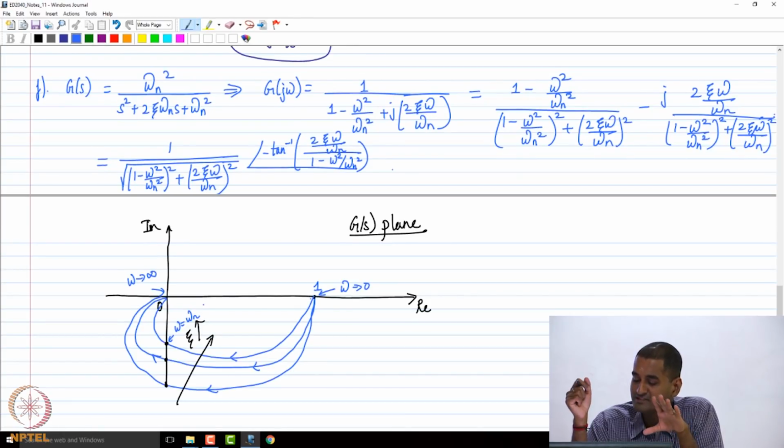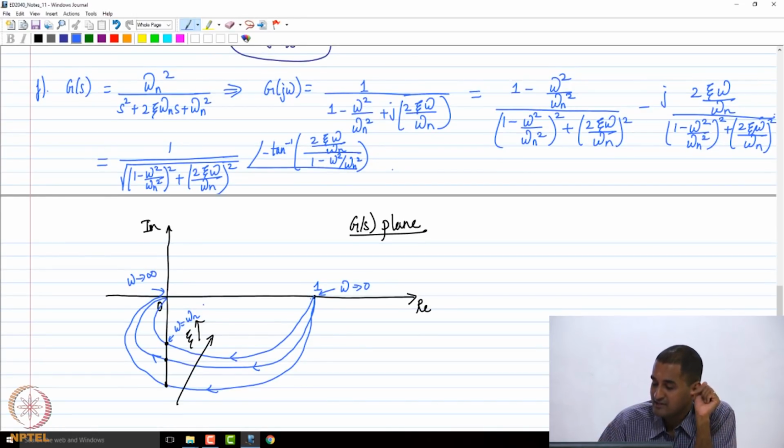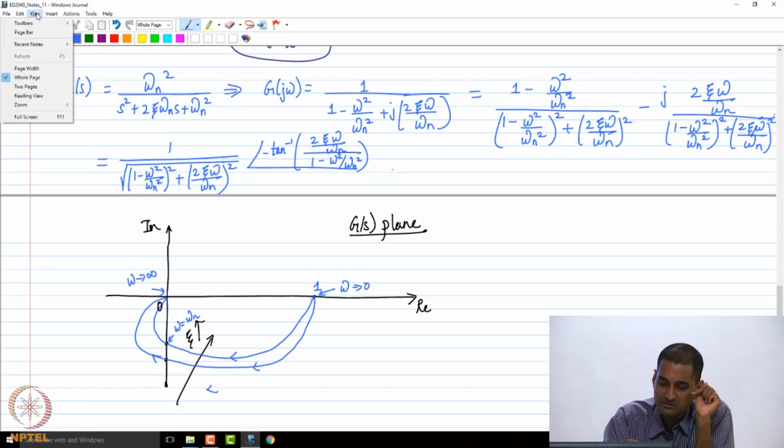So what I suggest you do is construct a similar table as omega tends to 0, omega tends to omega n, omega tends to infinity, and also omega tends to omega r. See, omega r is the point where the, how do you get omega r?